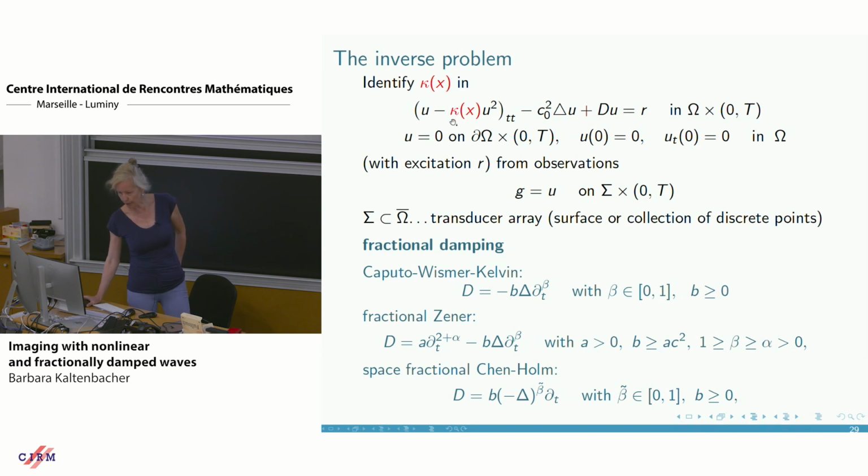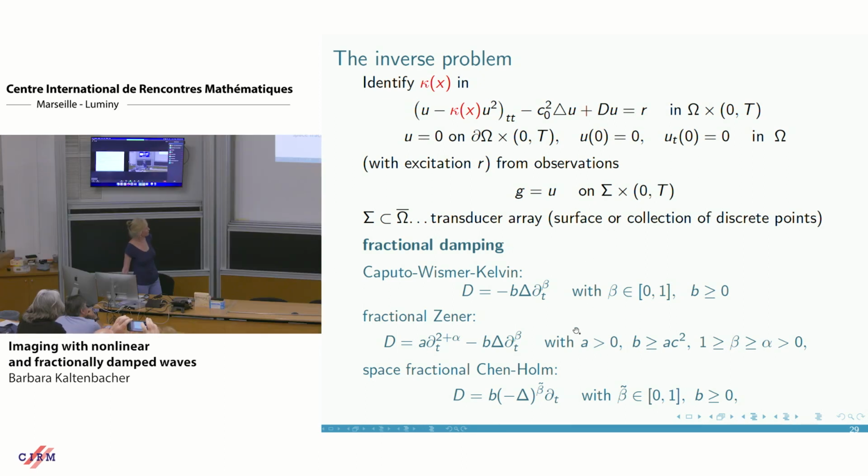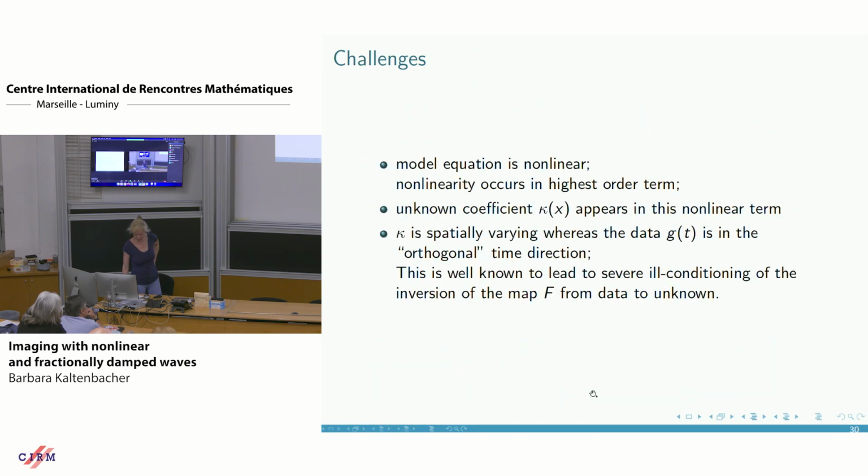So mathematically, the problem is about recovering this coefficient kappa of x in this nonlinear damped wave equation here. The observations are the same as before in photoacoustics. So again, we have this transducer array, and we can measure over time. And again, it's ultrasound, so we have to introduce this fractional damping, for example, these models that you have seen before. So the key thing here is that the model equation itself is nonlinear, and the coefficient that we want to recover appears really inside the nonlinearity.